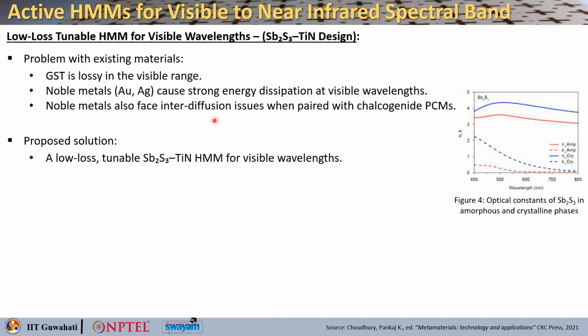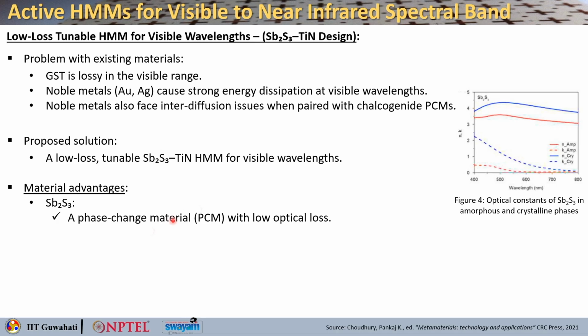First, you have to go for a low loss material selection. So you can also look for titanium nitride, which is basically an alternative plasmonic material that will help counter the effect of the diffusion problem coming from the noble material. And the overall loss is also less. You can see if you use antimony trisulfide, the K values are much lower in this case. So that will give you a low loss tunable solution if you make a HMM from this kind of material, antimony trisulfide and titanium nitride.